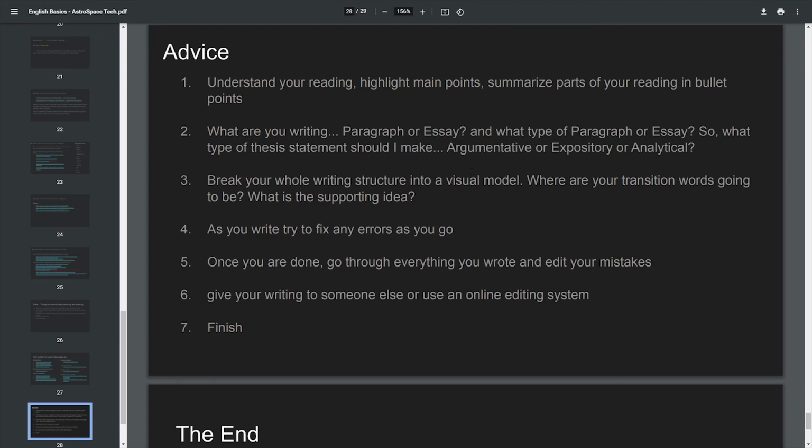As you write, try to fix any errors as you go. Once you are done, go through everything you wrote and edit your mistakes. Give your writing to someone else or use an online editing system and finish.